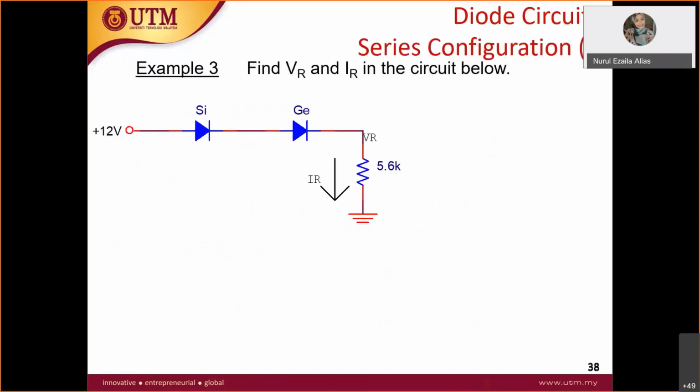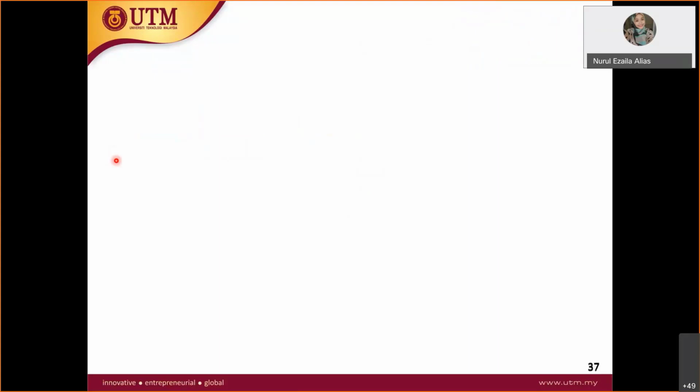So instead of having one diode, now it has two diodes, different types of diode: a silicon diode and a germanium diode, and this is the voltage supply. You might not be familiar with this kind of drawing, but don't worry, you can always draw the circuit again. Let's try together here. So this is example 3.